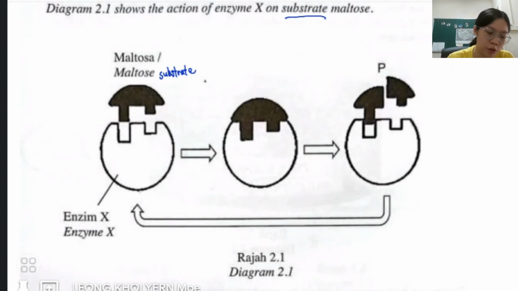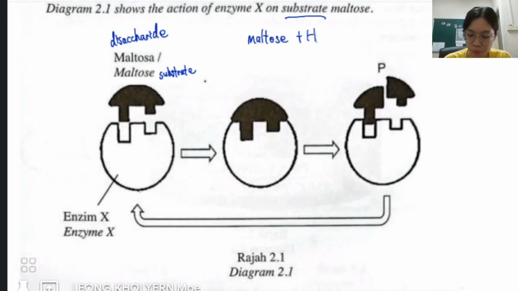Since they have already given you the specific name for this example, which is maltose, maltose is actually a disaccharide, right? A disaccharide can be broken down into two monosaccharides. If you can recall the equation, when maltose is broken down, or hydrolyzed to be precise, it will form glucose plus glucose. So P is basically two molecules of glucose.